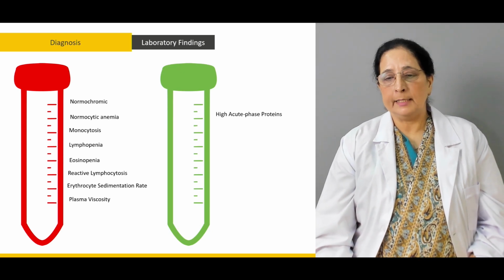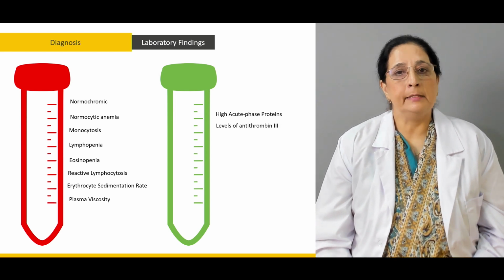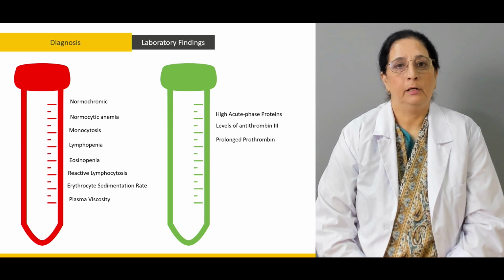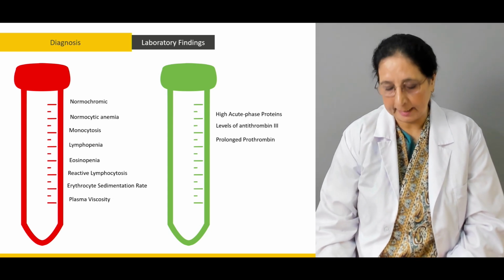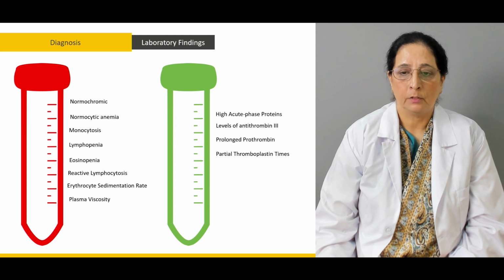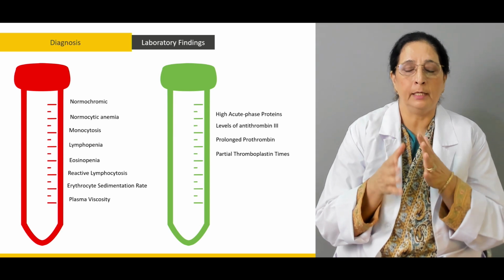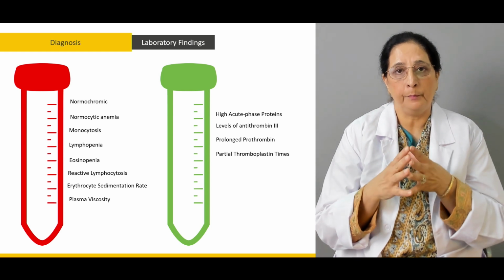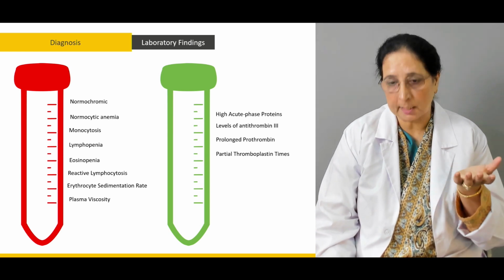Some other lab findings: high acute phase proteins, and levels of antithrombin 3. After the level of antithrombin 3, there is prolonged prothrombin time and also prolonged partial thromboplastin time. All these changes are mainly due to a problem in clotting or coagulation, and changes in the platelet levels caused by severe thrombocytopenia.